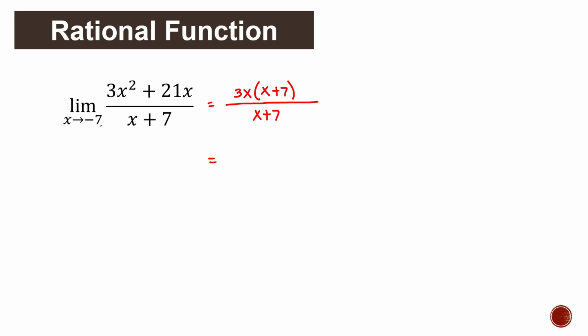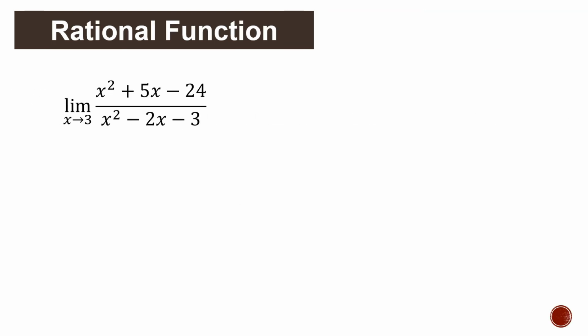If you just plug in negative 7 there, the denominator will be 0. This will be undefined. But if we factorize the numerator, we can see that we can cancel out that x plus 7. That's going to leave us 3x only, which means that we have a limit here, which is equal to negative 21. All right, another rational function.